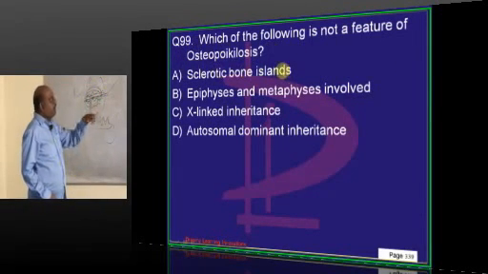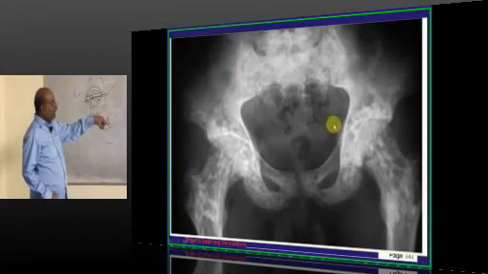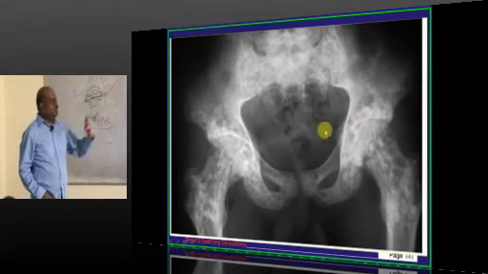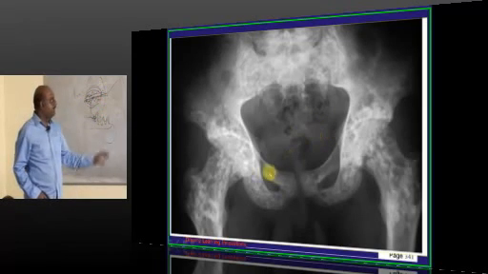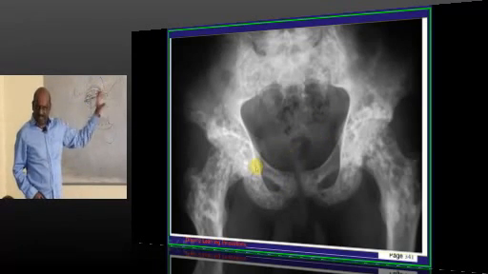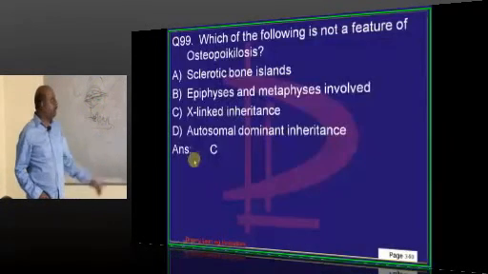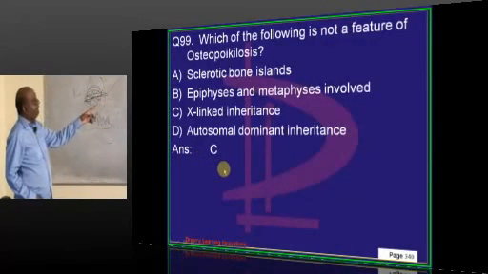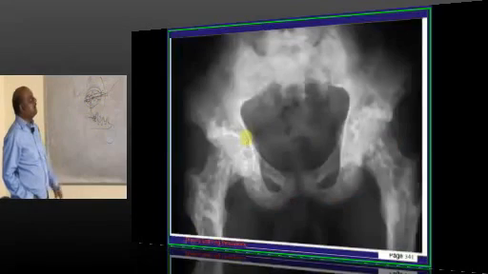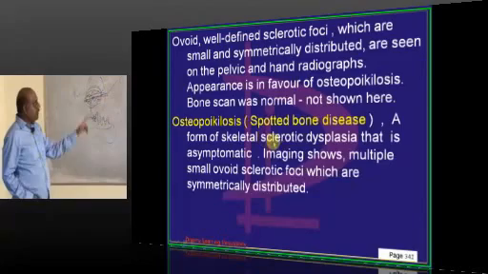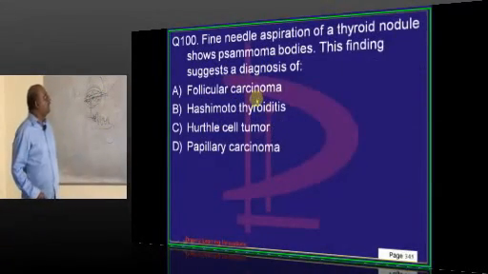Which is not a feature of osteopoikilosis? Osteopoikilosis में, this is how the, इसको देखते ही आपको क्या doubt आता है X-ray को देख के? It looks like secondaries. Exactly, वैसा ही दिखता है. Osteopoikilosis. But sclerotic bony islands, autosomal dominant inheritance, not X-linked inheritance. It is also called spotted bone disease, is the other name which is being given for it.